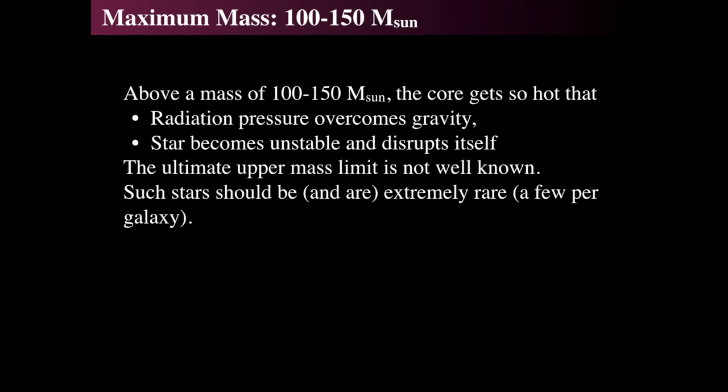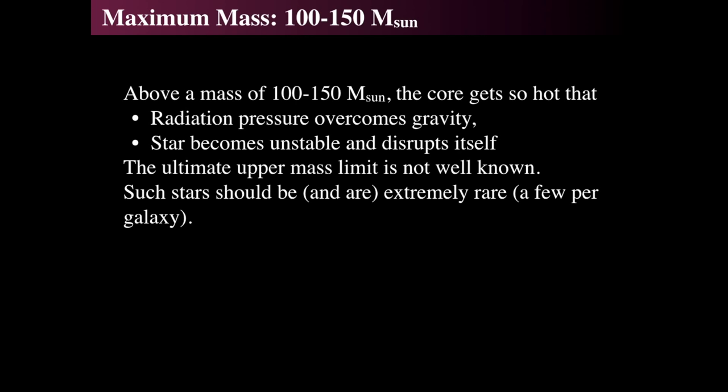There's also a maximum mass. Once it's above 100 to 150 solar masses, it's not really well known what this is. But the core gets so incredibly hot that the radiation pressure, meaning the pressure from light itself, is too strong for the gravitational pull. It gets so incredibly hot and the radiation is so intense that it actually rips the star apart. And the star becomes unstable.